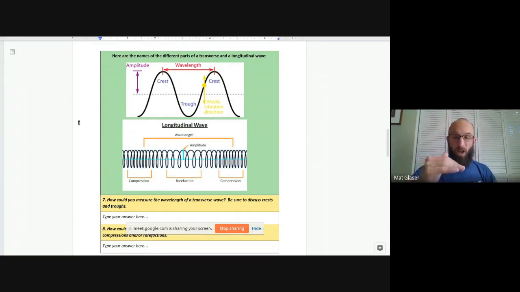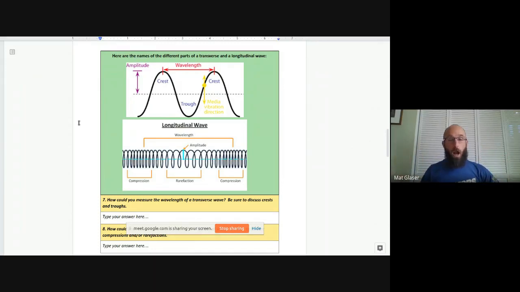Then if you go down to the second one, the longitudinal wave, this is a little more confusing, but still pretty simple. The compressed part, where it gets squeezed together, is called compression. You can see that where the spring is squeezed together. Rarefaction is the opposite of compression. It's where the spring actually gets pulled apart a little bit. So the wavelength in a longitudinal wave would be from a point of compression until the next point of compression.